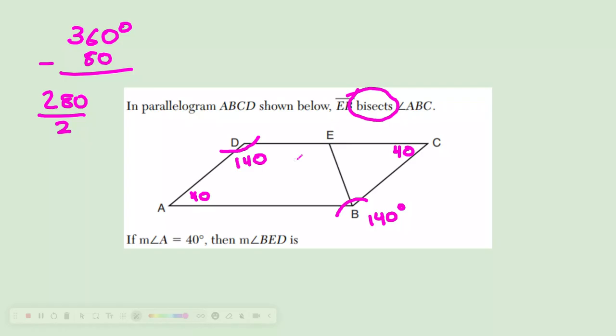Got that? Now, rewind if you need to. Let's go to this one now. It says that EB bisects it, so it cuts it in two. If it cuts it in two, that means this angle will be 70, and that angle will be 70.